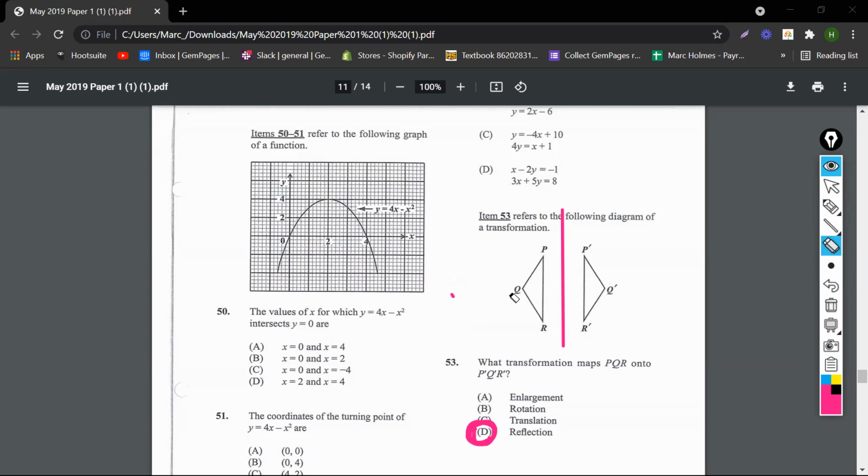So yes, this is definitely a mirror reflection, guys. It's kind of obvious to see. It's a reflection. Move on.